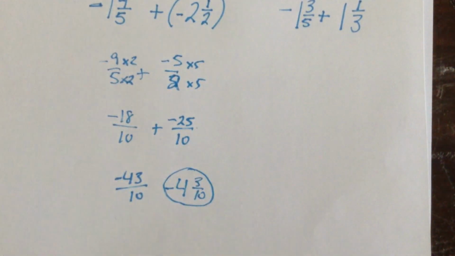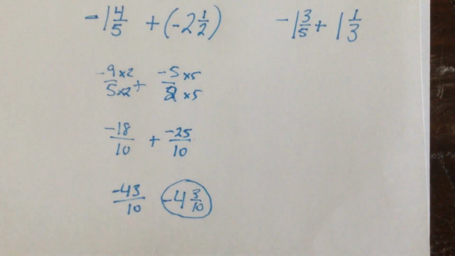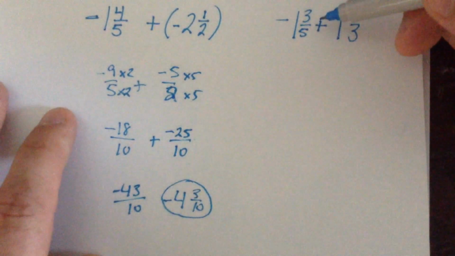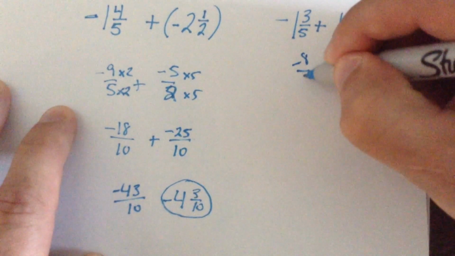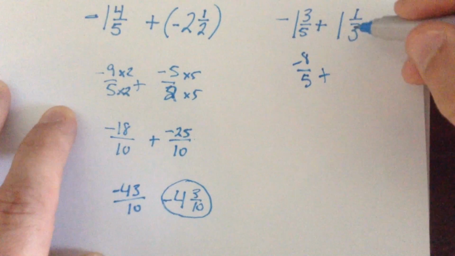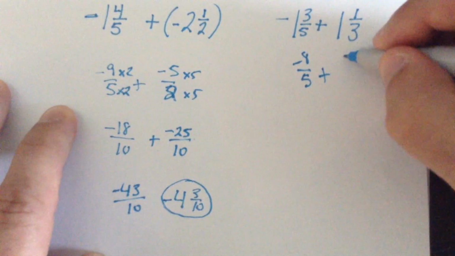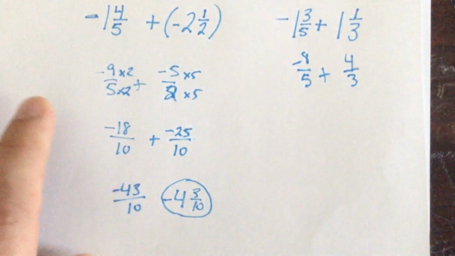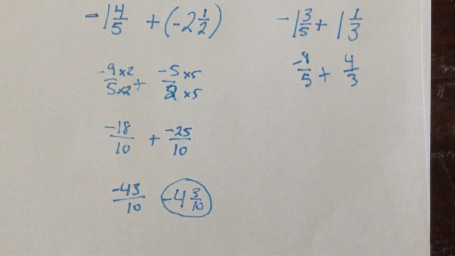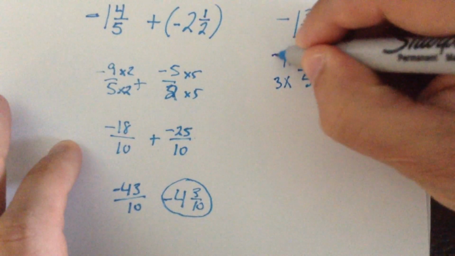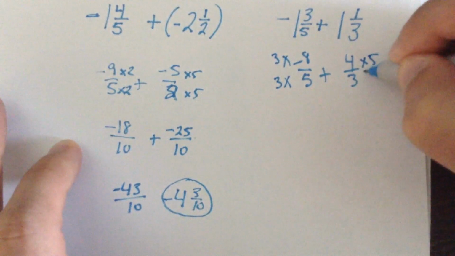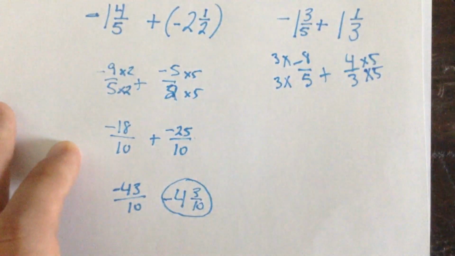Okay. The next one, I still want to make it improper, so I'm going to go 5 times 1 is 5, plus 3 is 8, so it's negative 8/5, plus 1 times 3 is 3, plus 1 is 4/3. Okay. Now, same deal. I want to get the denominators the same. So, if I have 5 and 3, if I multiply by 3 on this side, and by 5 on this side, I will get 15 as my denominator.